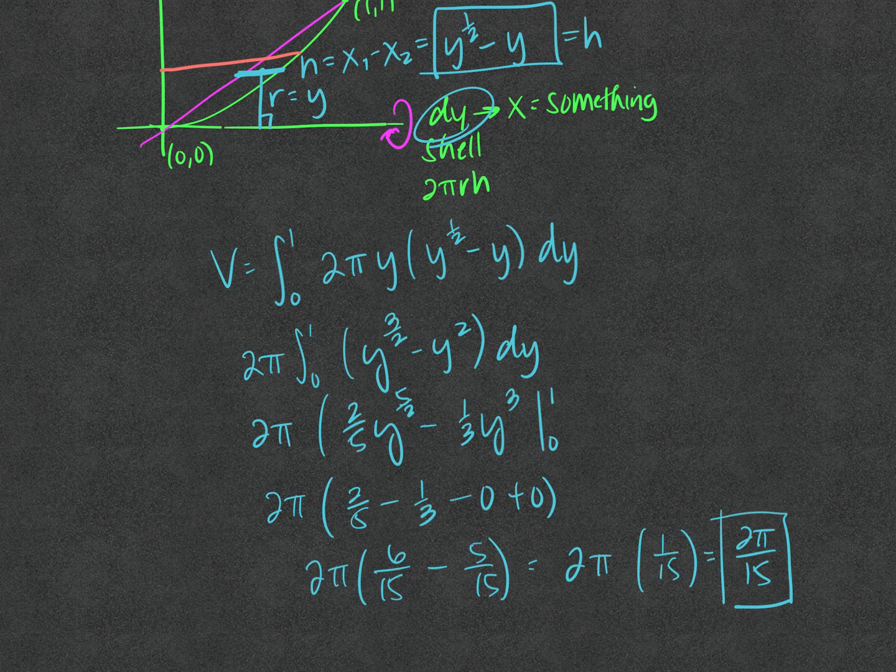But what I want you to see is that here our height is equal to function 1 minus function 2. So if you're in terms of x, that'll be top minus bottom. And if you're in terms of y, that will be right minus left. The rules didn't change. The rules of top minus bottom and right minus left didn't change. We're just working with them a little differently in this method.